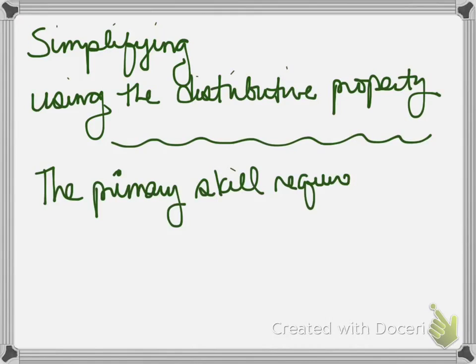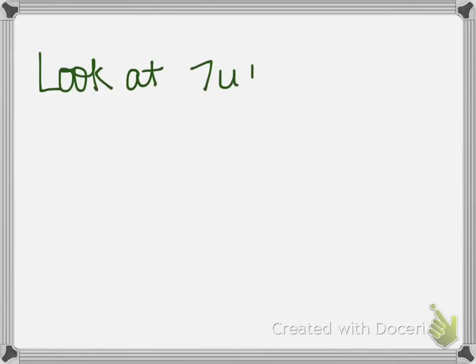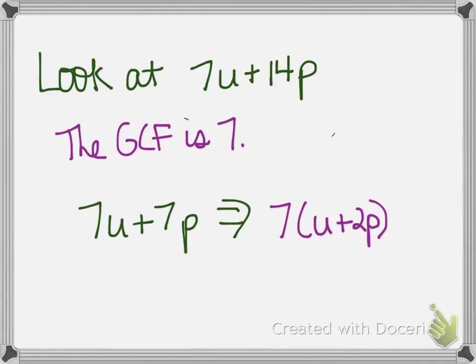Simplifying using a distributive property is just like you've learned before. All you need to do is know the greatest common factor. Look at 7u plus 14p. The GCF is still 7. If you take the 7 out, you're left with 7 parentheses u plus 2p.